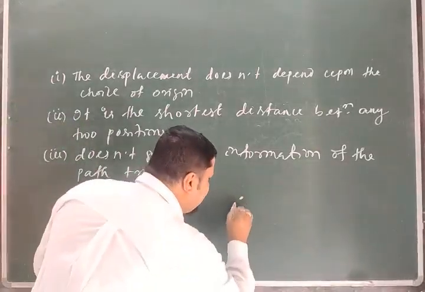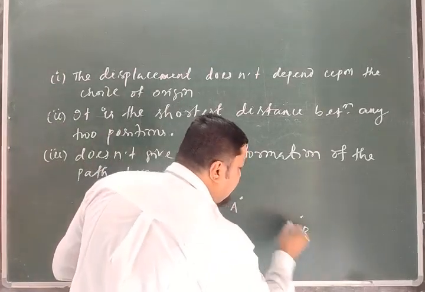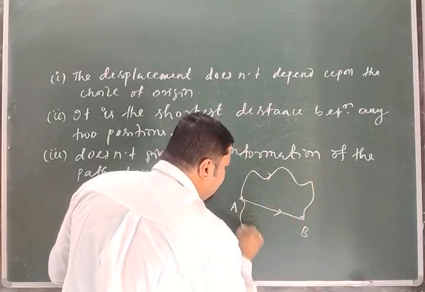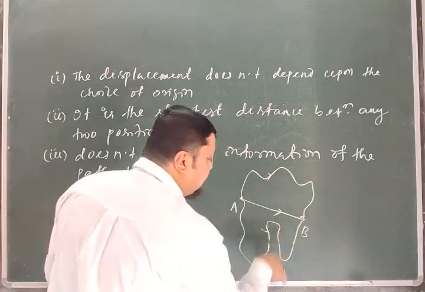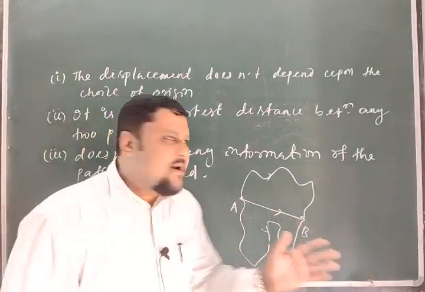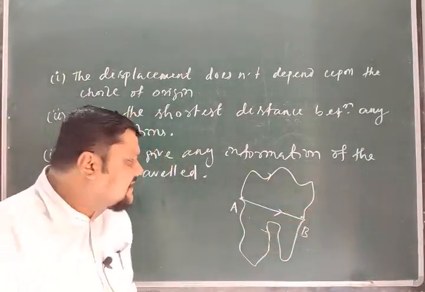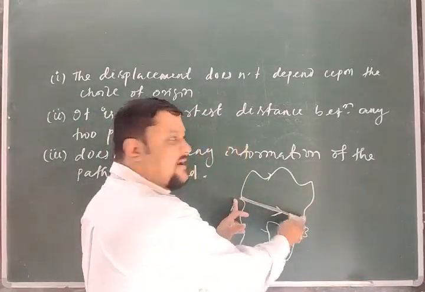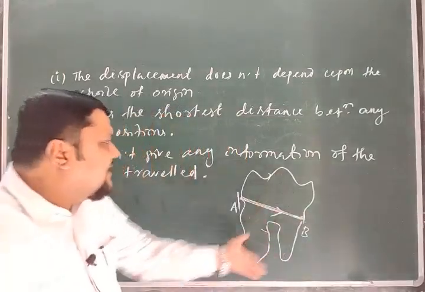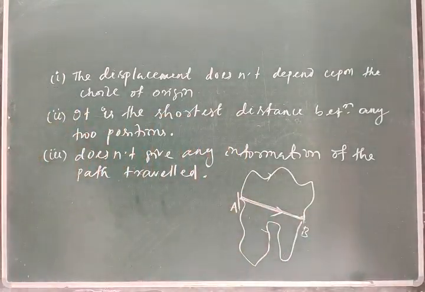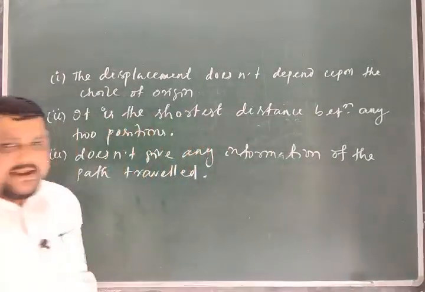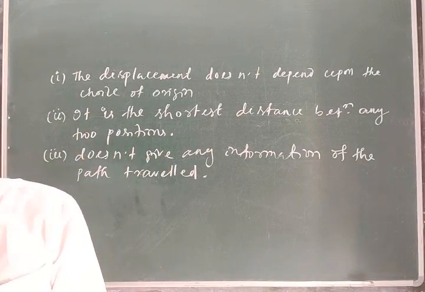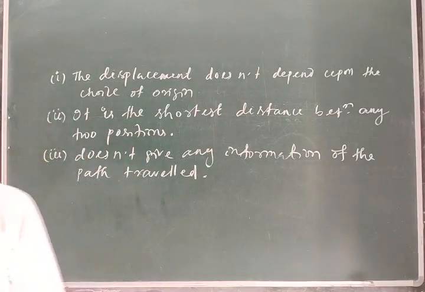Suppose a particle starts from A and goes to the point B. It can go along this path, or like this, or along this path to reach B. So we are not concerned about what path it travels. If I ask you what the displacement is, you will say that this length, from initial to final, is the displacement. It does not give any information of the path traveled by the particle. Okay, so this is another characteristic of displacement. Okay, then the magnitude of the displacement of a particle. Remember, this is very important.